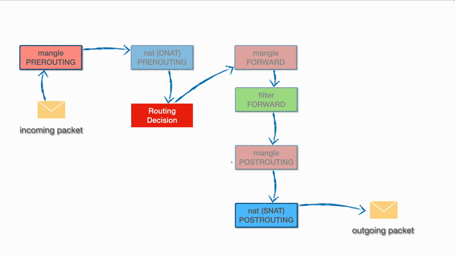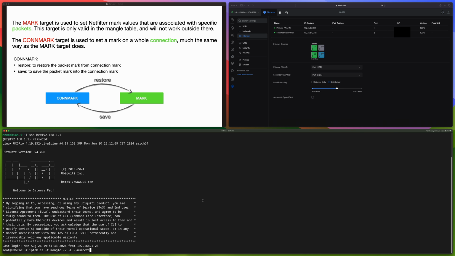To make it even simpler, I grayed out the steps which don't really have relevant rules, which means we only need to analyze these 3 steps. Okay, let's start with this mangle pre-routing. In the UniFi Gateway, let me run this command. Here I want to show the mangle table content.